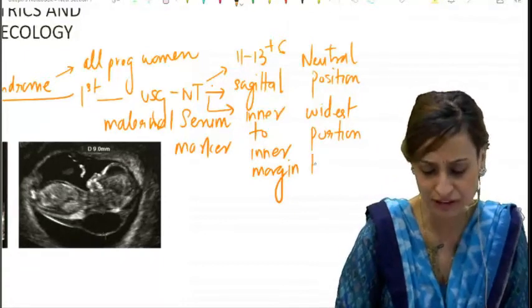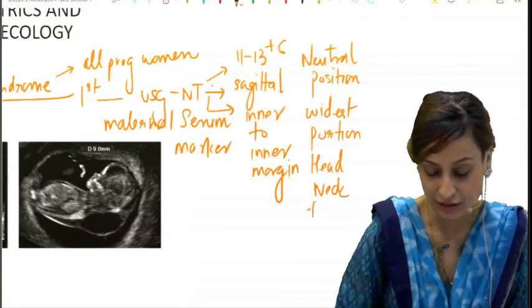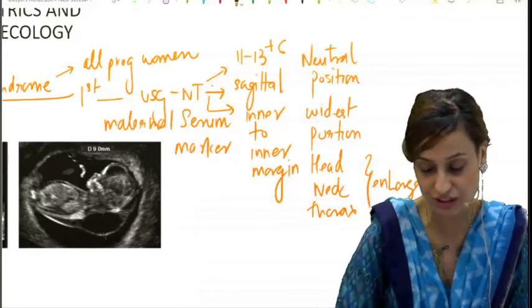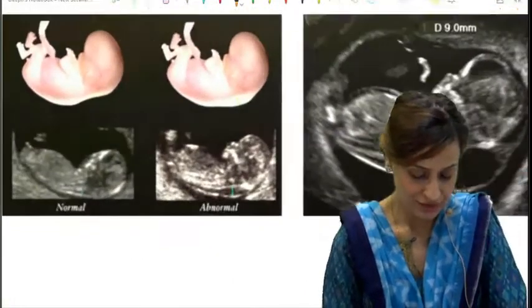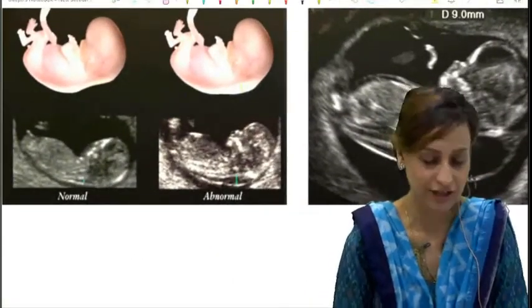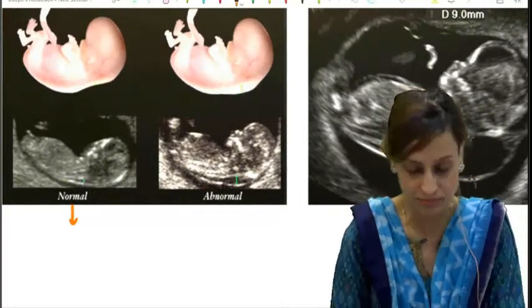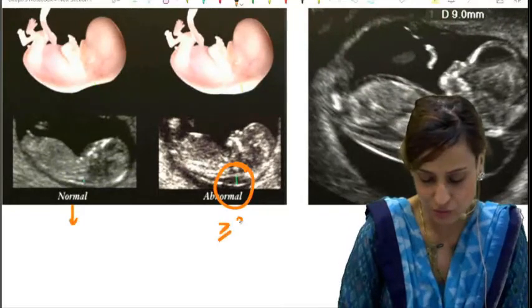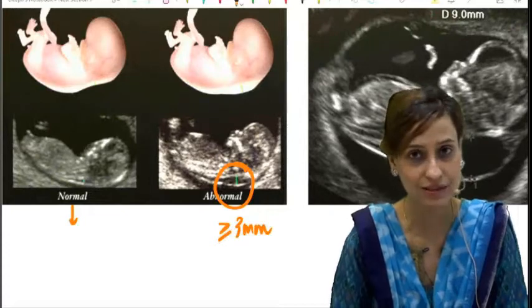Also remember that when we are measuring NT, we would keep the head, neck and thorax region of the baby enlarged, so that you can take the reading easily. And this is the picture of nuchal translucency. On the left, it shows that normally also there could be a small collection, but here you see there is a much wider collection. So when this is more than or equal to 3 mm, we say it is a positive screening test.